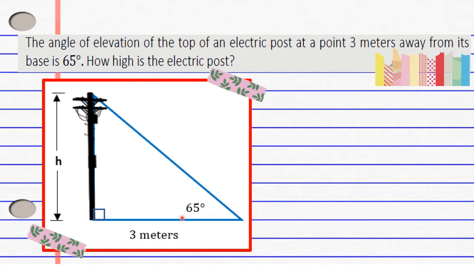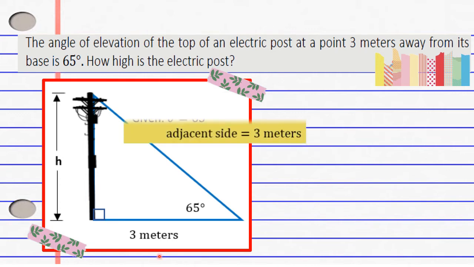Now let's write the given figures. We have the angle, which is 65 degrees, and an adjacent side. Let's recall the meaning of adjacent. It is a non-hypotenuse side that is next to the given reference angle. And in this problem, it measures 3 meters. Now, given the angle, what side is unknown? Very good. The unknown is the opposite side.